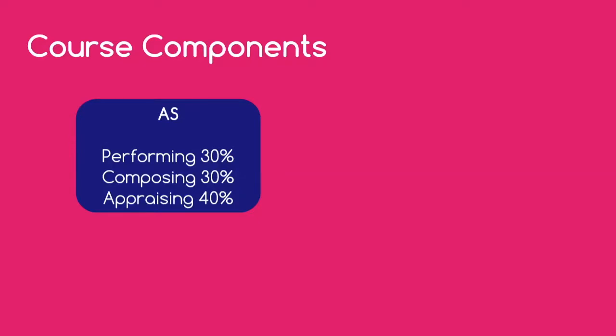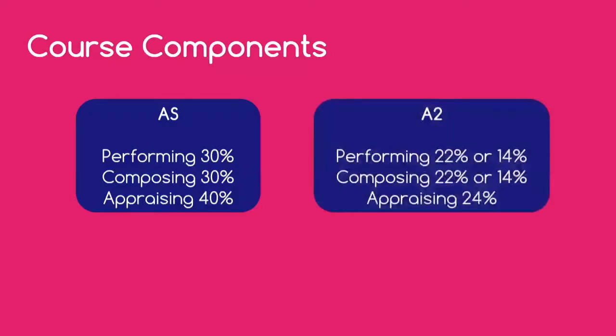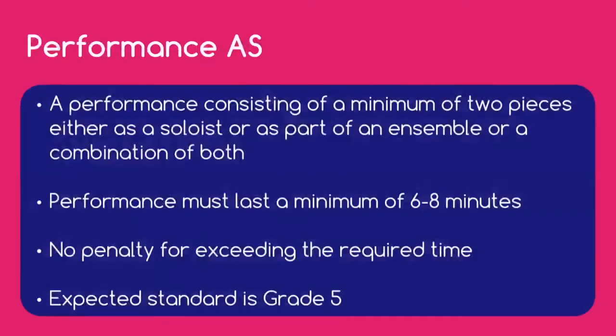At AS level, you have your three main components with the same weightings as it would have been at GCSE: 30% for performing, 30% for composing, and 40% for appraising. At A2 level, in the second year, you do have the opportunity to specialise in one of those practical elements of the course, in either performing or composing, whereas the appraising element of the course remains fixed.